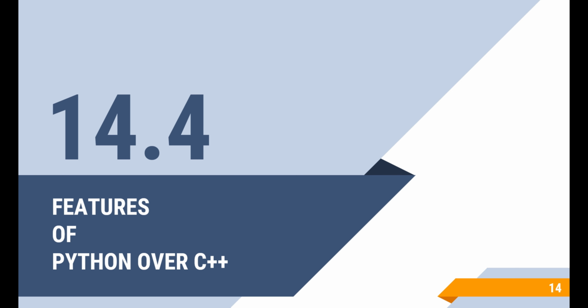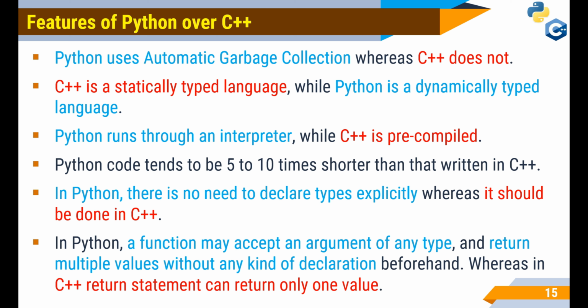Here, features of Python over C++. Python uses automatic garbage collection, whereas C++ does not. C++ is a statically typed language, while Python is a dynamically typed language. Python runs through an interpreter, while C++ is pre-compiled. Python code tends to be 5 to 10 times shorter than code written in C++. In Python, there is no need to declare type explicitly, whereas it should be done in C++.